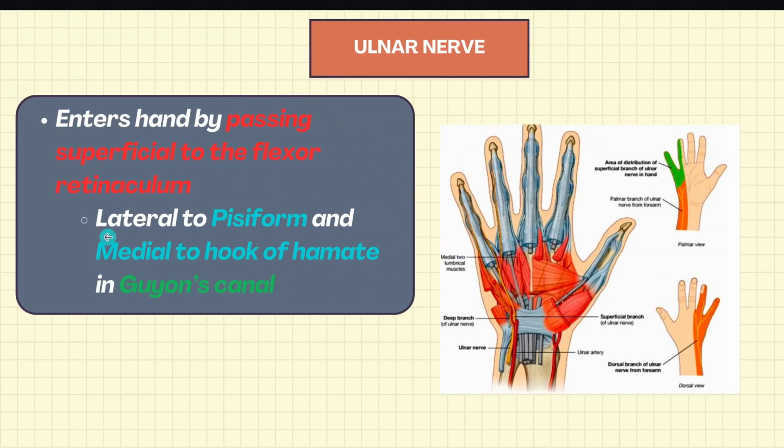Okay, now let's start talking about the ulnar nerve. The ulnar nerve enters the hand by passing superficial to the flexor retinaculum. So that means it runs superficial to the carpal tunnel. Now, it runs lateral to the pisiform carpal bone and medial to the hook of the hamate. So it's going to be somewhere around here. You can see it here anyway. Once it runs between them, it runs through a canal called Guyon's canal. So once you read Guyon's canal, just know that they're talking about the ulnar nerve.